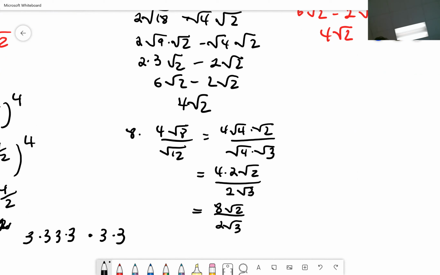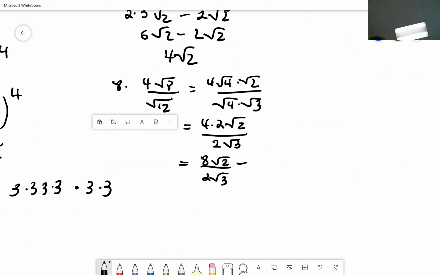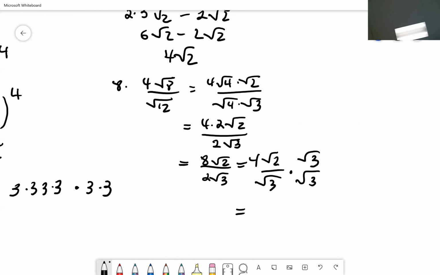So that's going to be 4 square root of 2 over square root of 3. And now I'm going to rationalize my denominator because that's what we said we were going to do when we have radicals in a denominator. So that's 4 square root of 6 divided by square root of 9, which in turn is 4 square root of 6 divided by 3. And that's your answer.